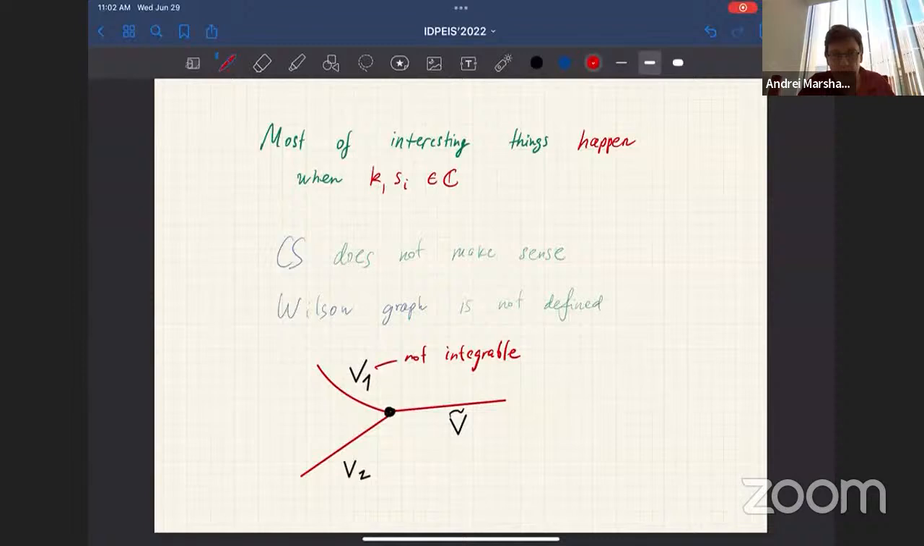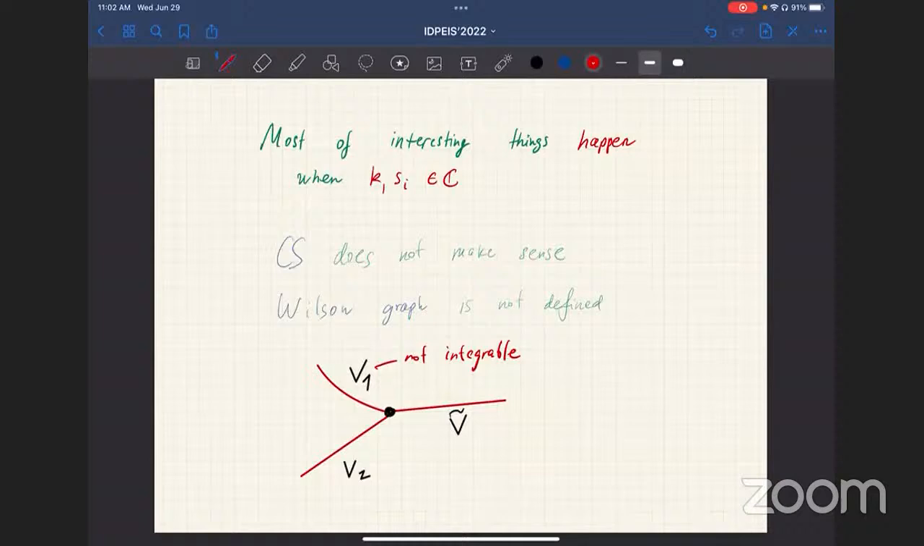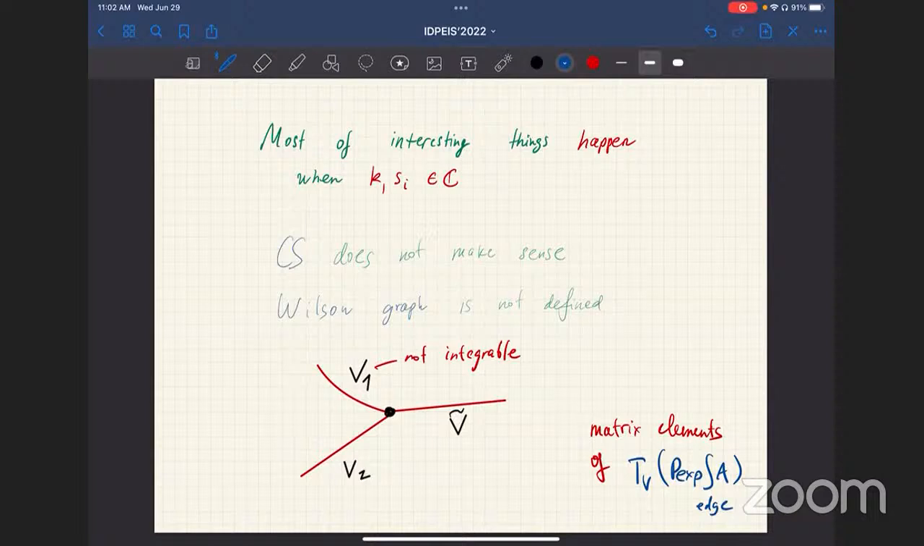So I was saying that the Wilson graph does not make sense if the representation with which you color the edges does not correspond to a representation of the group, because usually you write something like the matrix elements of the holonomy of the gauge field along the edge, and the holonomy is a group element, so you need to be able to integrate the Lie algebra to the group in this representation. But if I'm making my spins complex, then they do not correspond to representations of the group, only of the Lie algebra. So it's not possible to define this observable in the three-dimensional theory.